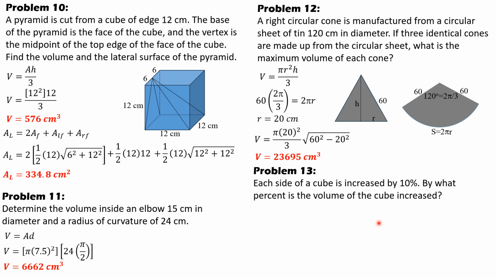So if the original dimension is E, the new dimension would be 1.1 of E. So volume new over volume original equals the quantity 1.1 of E cubed over E cubed. Cancel out E cubed. So the new volume is equal to 1.331 of the original volume. So that means the volume increases by 0.331 of the original volume, and in percent, that's 33.1%. So the percent increase in volume is equal to 33.10%.